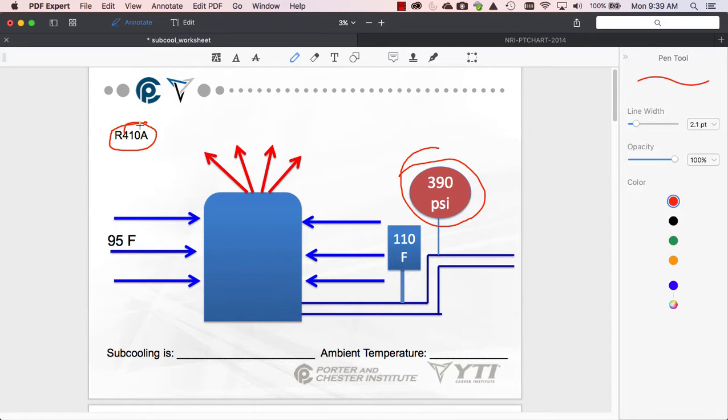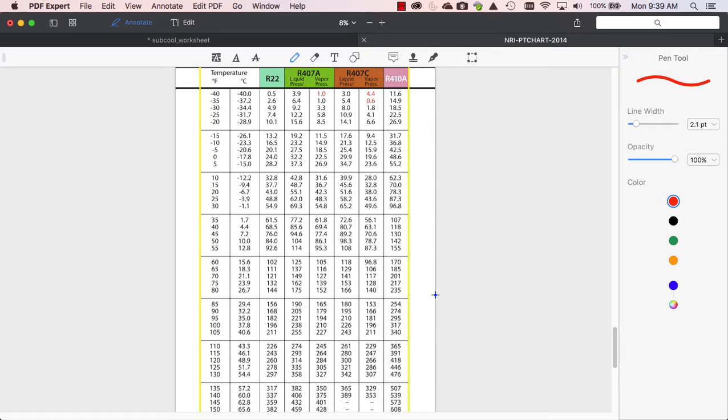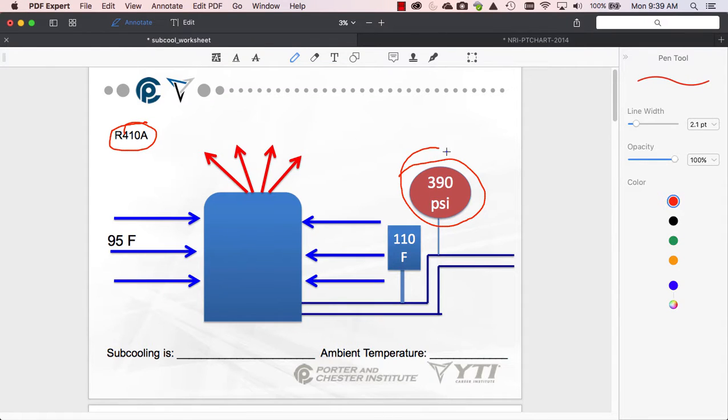Our refrigerant is R410A. So I'm going to come over to my chart and find 390 or as close as I can get under the 410A column. So this is my 410A column. My 391 is probably as close as I can get. And when I come over to the left, that's 115 degrees. So we know that is roughly 115 degrees. So the difference, 115 minus 110, my subcooling is 5 degrees Fahrenheit.